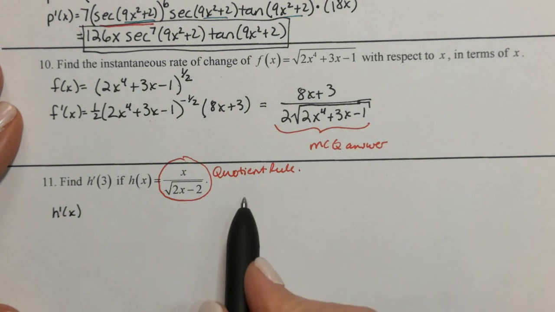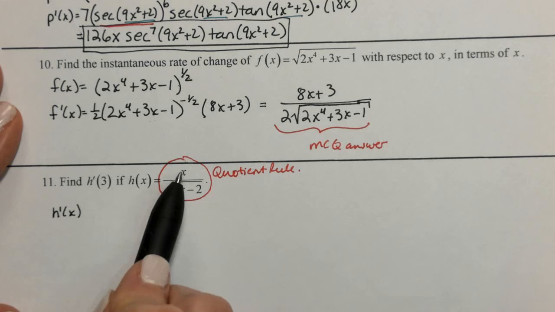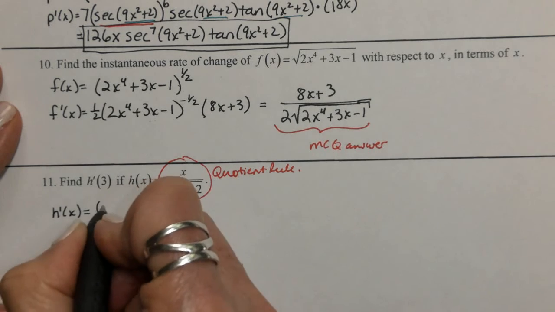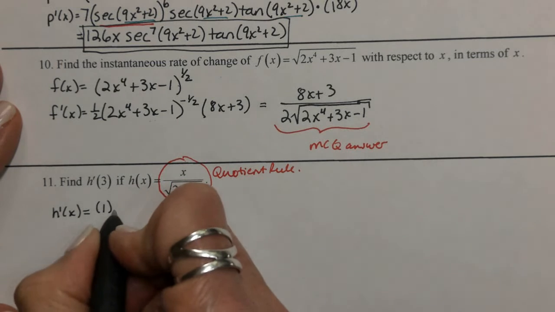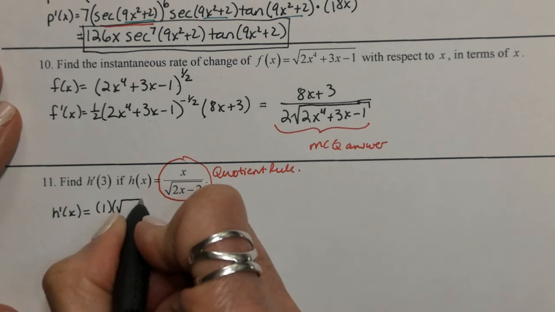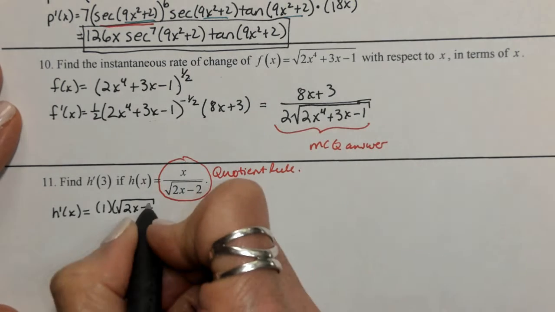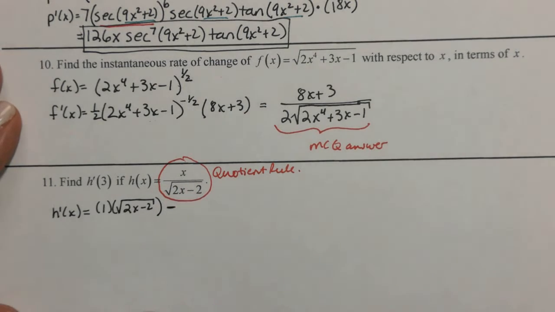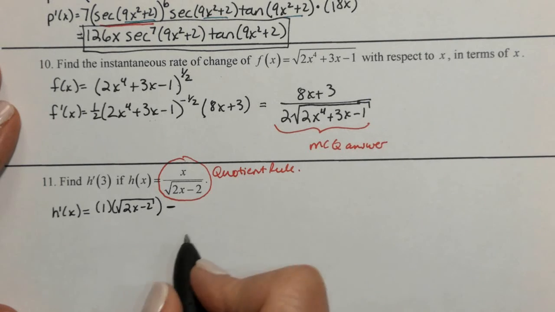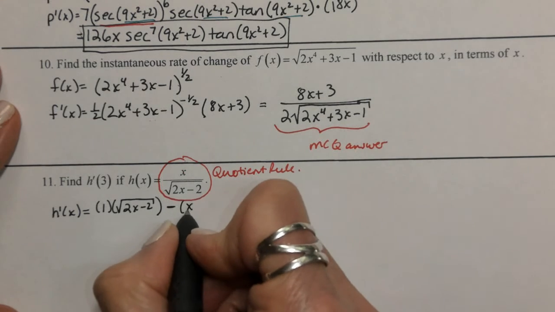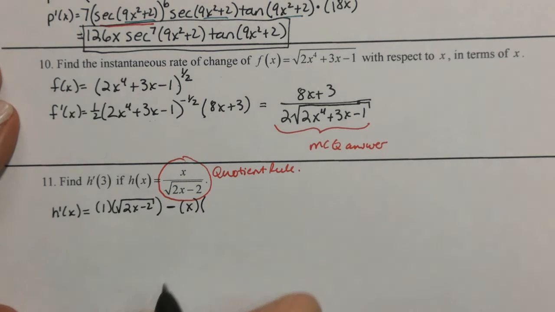Okay, quotient rule. We start on top, take the derivative. The derivative of x is just a 1. And then I multiply by the bottom left alone. Minus is part of the quotient rule. Now I'm going to leave the top alone and multiply by the derivative of the bottom.